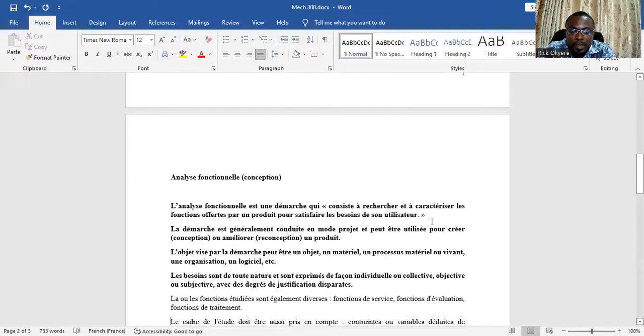I read again. L'analyse fonctionnelle. When we talk about analyse fonctionnelle, functional analysis, okay, c'est une démarche. It's a step in the conception process that looks at the functions of a product and how it will satisfy the end user. So analyse fonctionnelle looks at product function, and then they also look at the end user. How beneficial will it be for the end user?